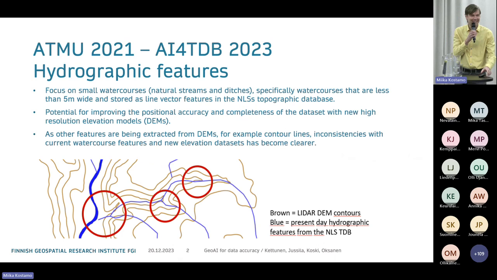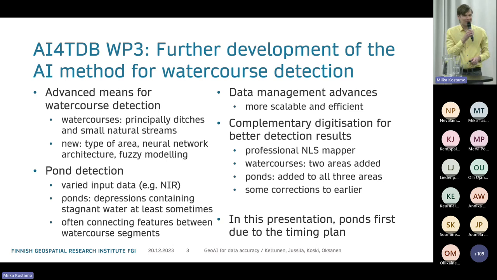So, two projects: ATMU began in 2021 and AI4TDB this year. This is the basic setting, maybe seen already by many of you last year: the topographic data we currently have in the National Topographic Database and the digital elevation model don't currently fit very well together. Particularly in the case of watercourses, this is how the current situation is, so we want to enhance this in general.